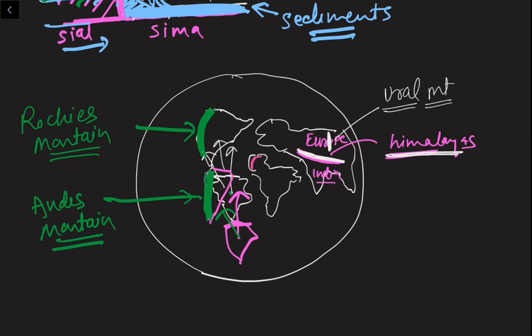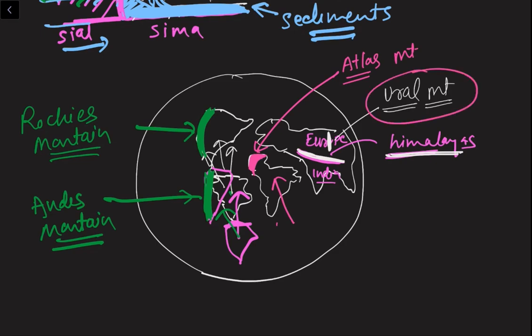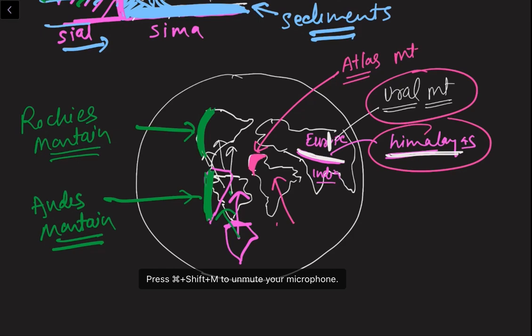Even here in Africa, because Africa was also moving like this, in this part there are mountains called the Atlas Mountains. They are formed because they are at the edge of the continent. So he can easily say they are there because the continent moved. But he cannot explain the origin of the Ural Mountains or the Himalayas because they are inside the continent.